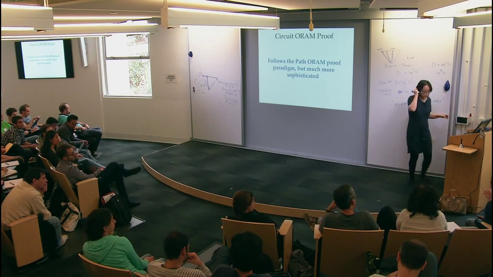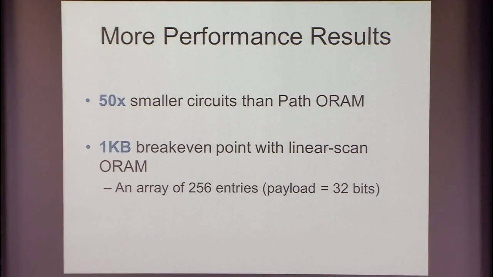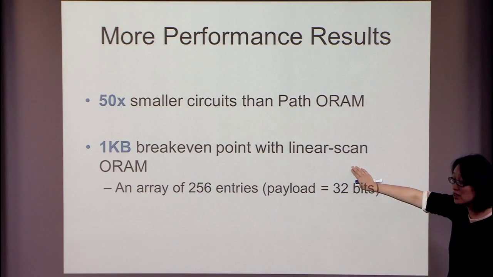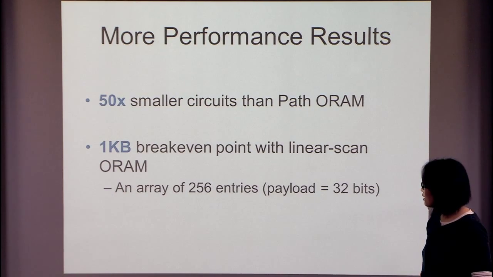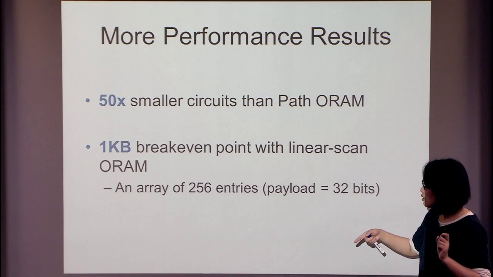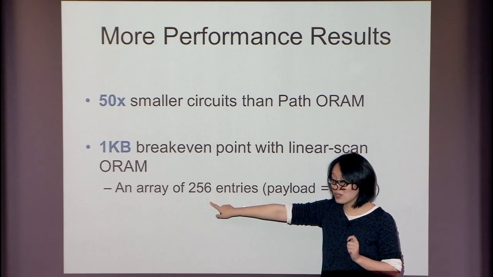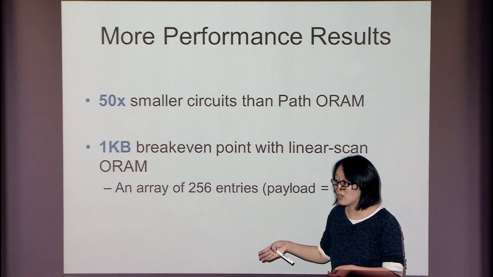Okay, 5 minutes. Okay, so I'm going to just quickly wrap up. When we implement Circuit ORAM in circuits, it gives you roughly 50x smaller circuits than Path ORAM. The break-even point with linear scan ORAM is very small, basically 1 kilobyte, which means if your payload is a 32-bit integer and your array size is only 256 entries, you are better off using Circuit ORAM in comparison with linear scan ORAM.